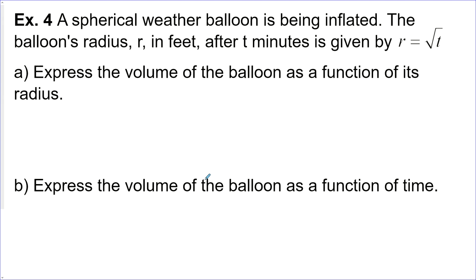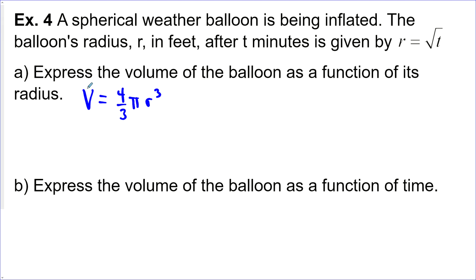Example 4 is a word problem. A spherical weather balloon is being inflated. The balloon's radius r in feet after t minutes is given by r equals the square root of t. Express the volume of the balloon as a function of its radius. And that's how we normally do it, so this isn't a problem. Volume equals 4/3 pi r cubed.